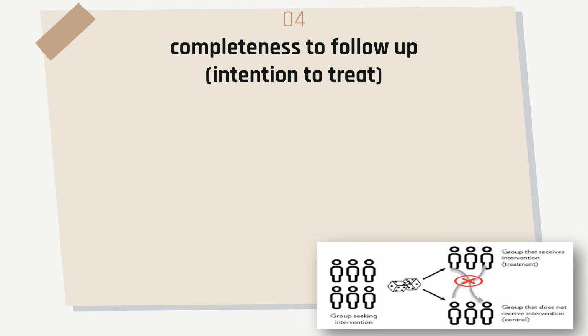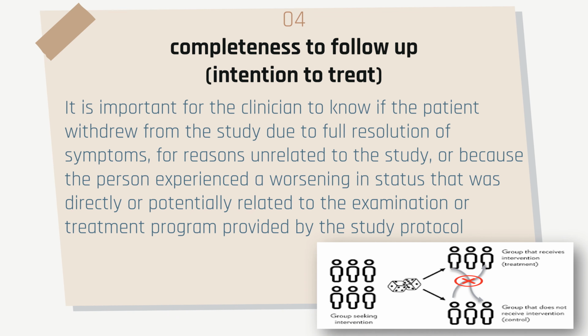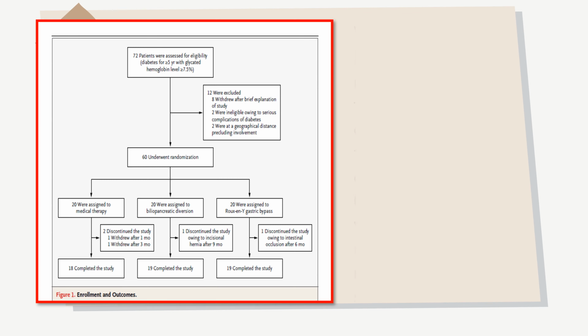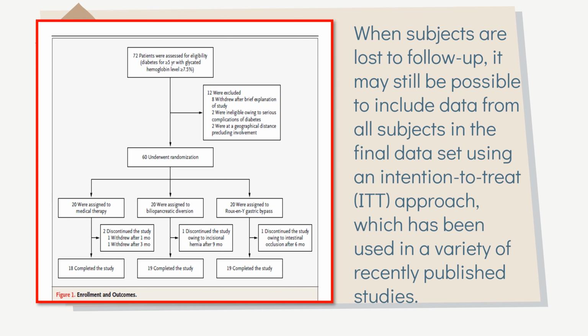Intention to treat. The study should begin and end with the same number of patients in each group. Patients' roles in the study must be accounted for to reduce risk of bias. It's important for clinicians to know if the patient withdrew from the study due to full resolution of the symptoms, reasons unrelated to the study, or because the person experienced worsening in status that was directly or potentially related to the examination or treatment program provided by the study protocol.